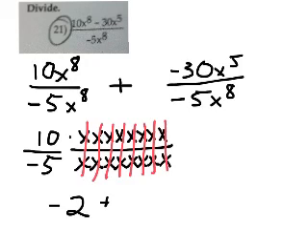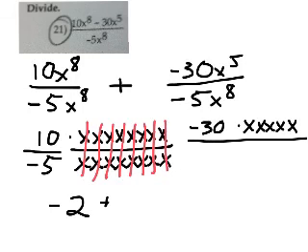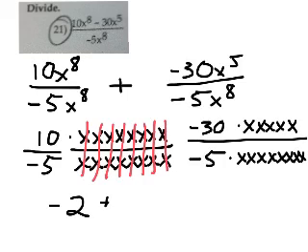So let's do the same thing over here. We've got a negative 30. That's times x to the 5th. 1, 2, 3, 4, 5. And that's over negative 5 times 1, 2, 3, 4, 5. Alright. Again, let's cancel out the x's.